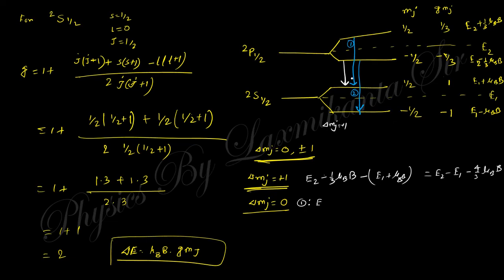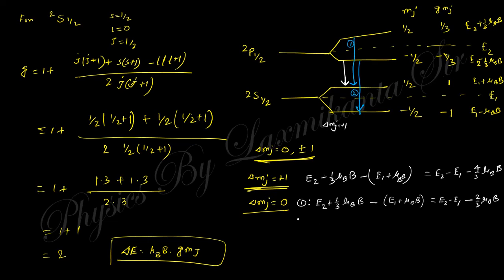Whether their frequency is same or not, you need to find out. The transition selection rule gives you these two spectra. So whether these spectra frequencies are same or not, you need to find out. Just take the difference of these energy levels, that is E2 plus 1/3 mu b minus E1 plus mu b. So what is the value? E2 minus E1, and this is 1/3 mu b minus mu b, that is minus 2/3 mu b.